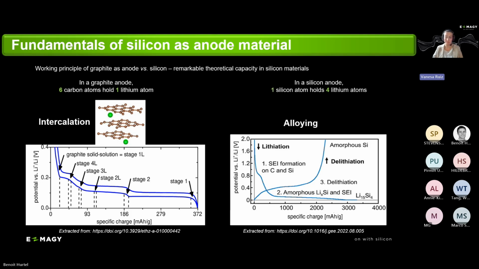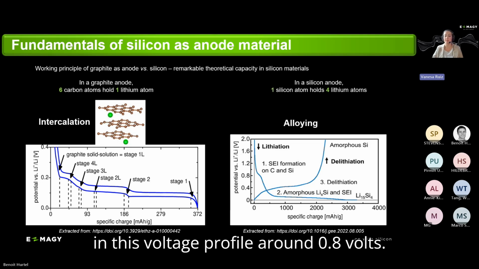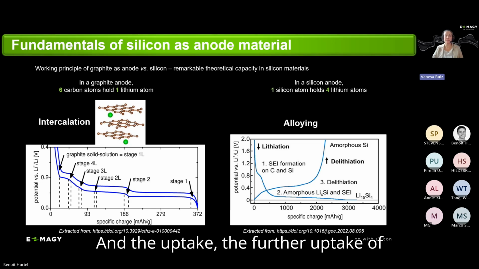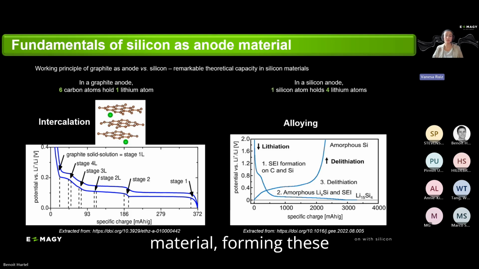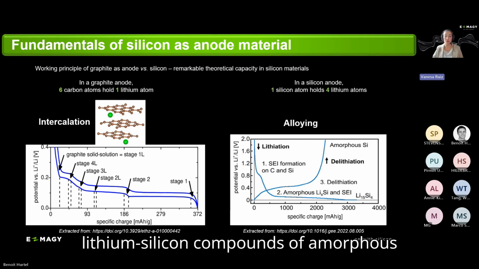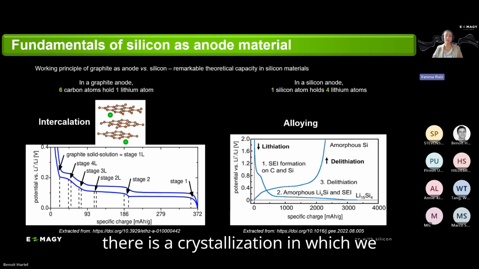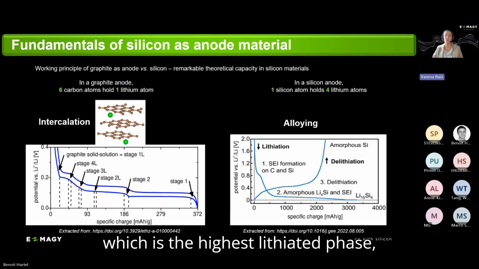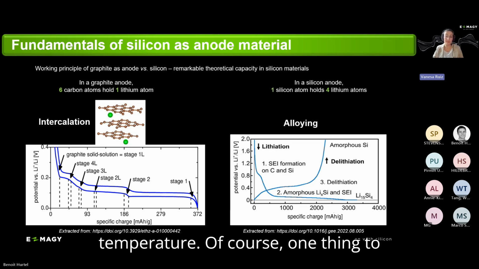In the case of silicon material, the uptake of lithium occurs via an alloying process. First, we will build the SEI layer, which occurs in this voltage profile around 0.8 volts, and the further uptake of lithium goes into an amorphization of the material, forming these lithium-silicon compounds of amorphous nature. Upon further lithiation, there is a crystallization in which we reach the Li15Si4 form, which is the highest lithiated phase, which can be obtained at room temperature.